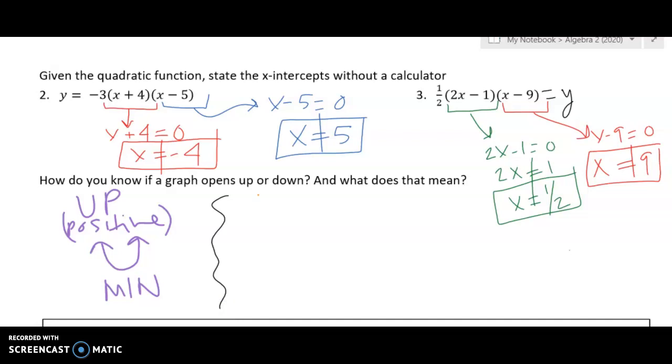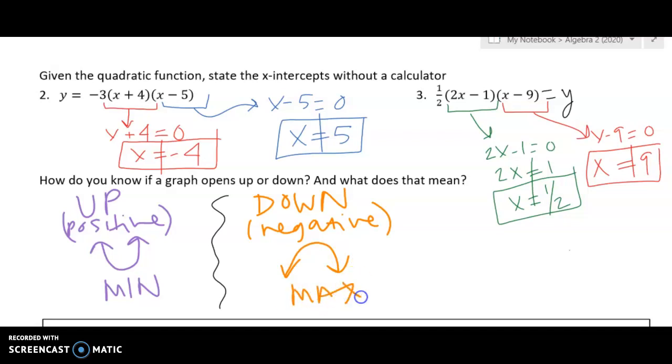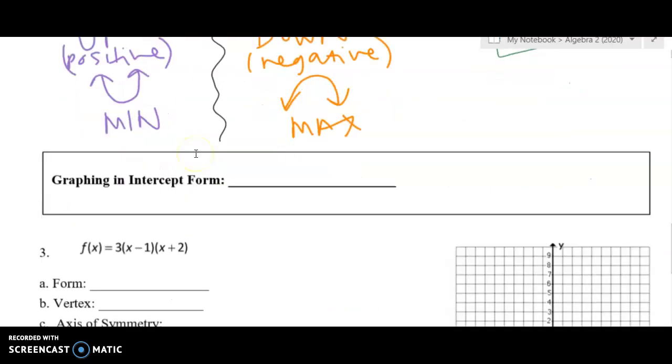On the other hand, if your graph opens down, it means that your equation has a negative sign in the front. If it has a negative sign in the front, it's going to have a reflection, so it opens downward. In this type of situation, it means that you're going to have a maximum. So those are your two situations.